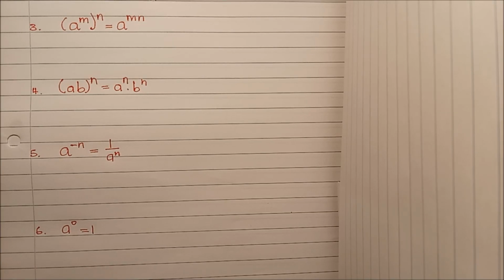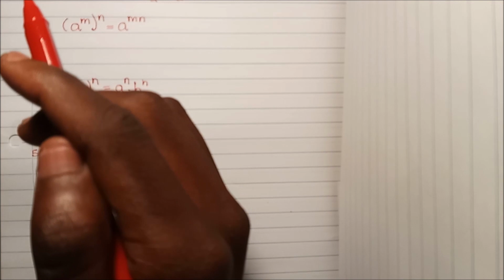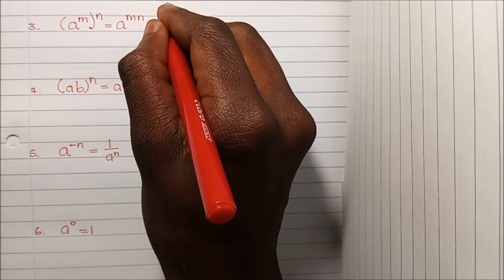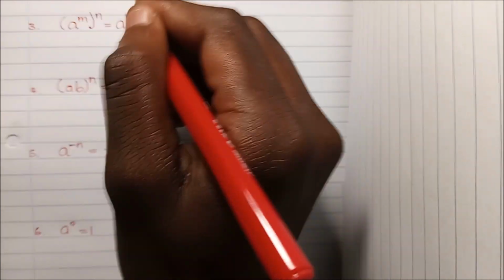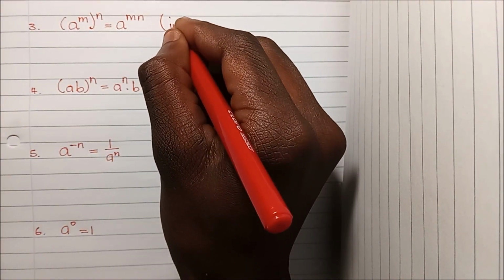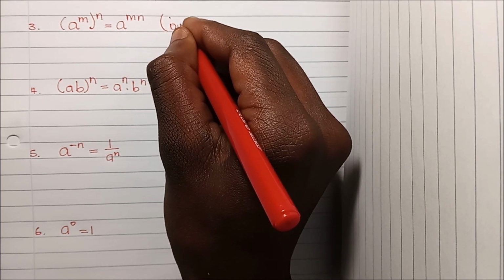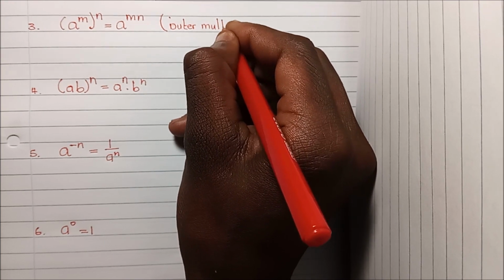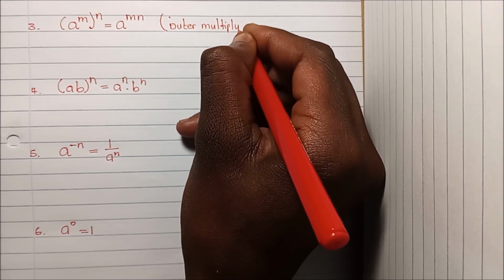So now let's pay close attention to other laws. Since we know the first law and second law, now let's look at the third law. Let's write something so that you understand these things. With this one, inner, okay, let's start with outer multiply inner.